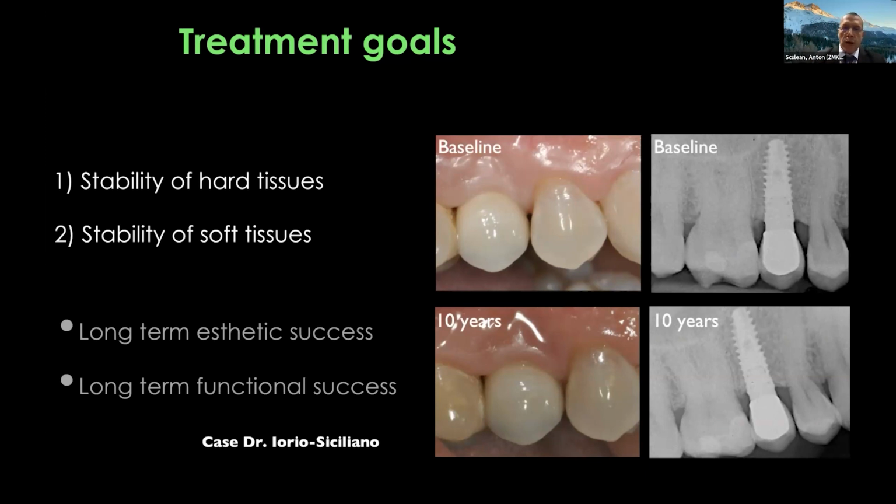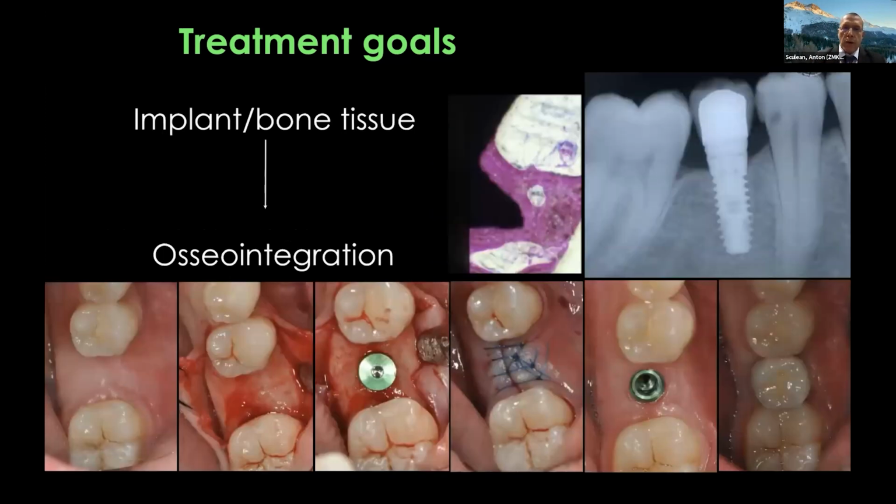So when we talk about hard tissue, because it is mandatory when we talk about implants, we are never going to have a soft tissue stability without the stability of the hard tissue. So the first step is, of course, always the direct contact between the bone and the implant surface, the so-called osseointegration. Without this, nothing will function.